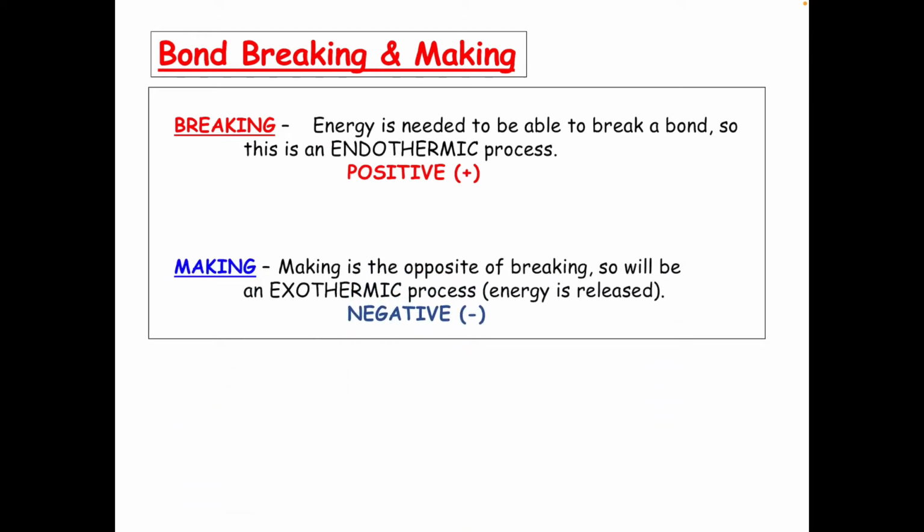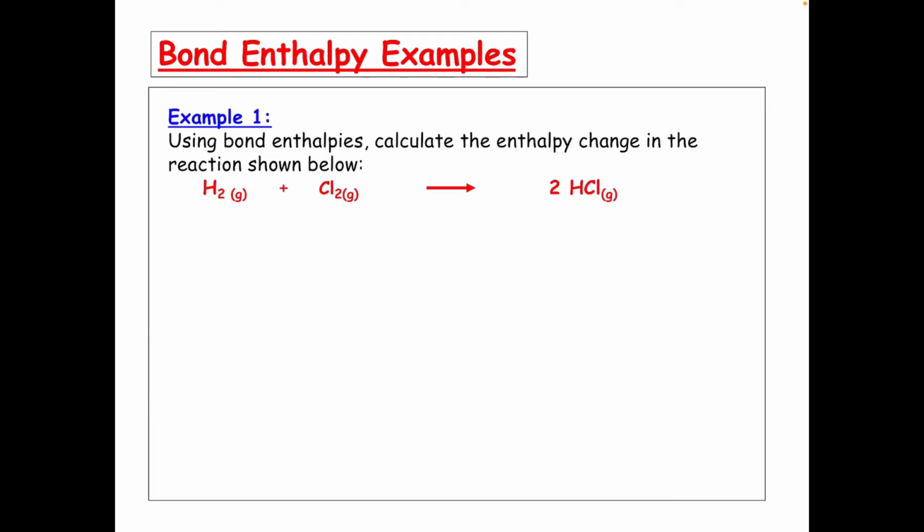If you're making a bond, it's the opposite of breaking. So that's an exothermic process, and that releases energy. I can't really show you that through molymods, but believe me, that is what happens. When you make a bond, it gives out energy. So we need to understand these two processes. Breaking is positive, it's endothermic, and making is negative, it's exothermic.